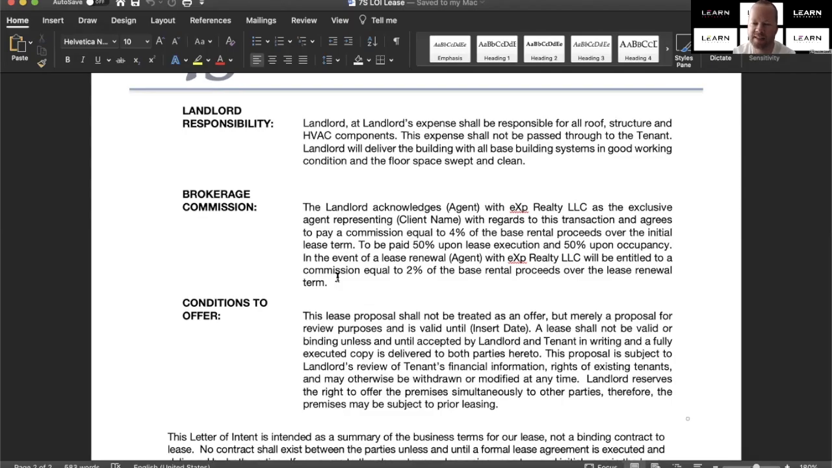If you look at that last sentence under broker commission, I wrote this in there. I get this kicked out more times than not, but in the event of a lease renewal, my brokerage will be entitled to a commission equal to 2% of the base rental proceeds over the lease renewal term. I've had more luck getting this done with office or industrial. On retail, I've not had any success asking for renewals because the ownership knows, look, if they have a great location for the restaurant, they have brand following, people love this place, they're not going anywhere. Why should I have to pay you again?